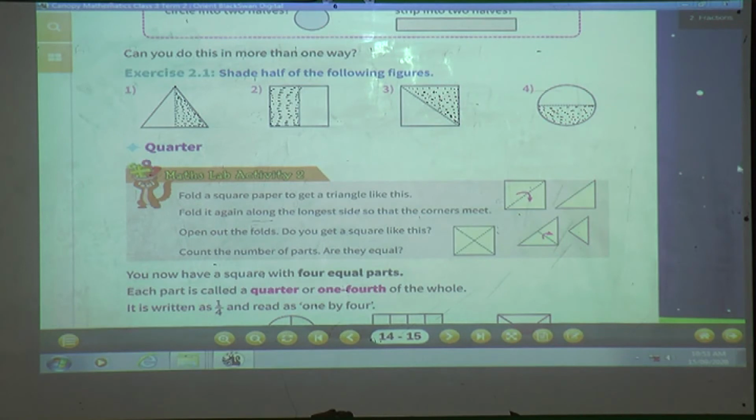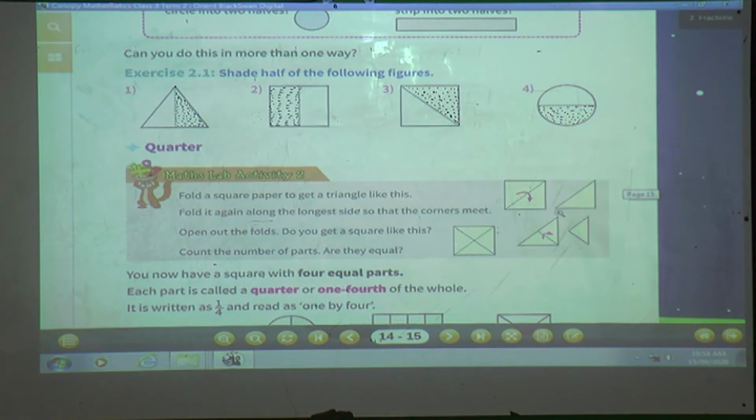What is the definition of half? Say along with me: when something is divided into two equal parts, each part is called half. Okay, clear? Underline the words equal parts, very important. If we divide one whole into two equal parts, each part is called half.